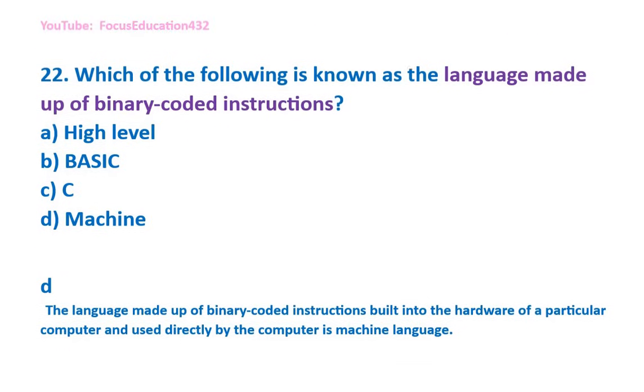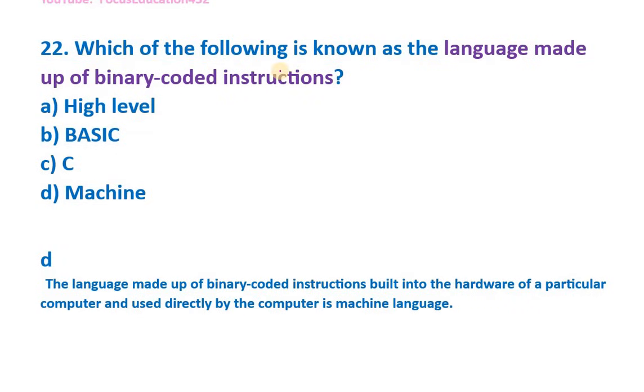Which of the following is known as the language made up of binary coded instructions? Binary means ones and zeros. Till now you might have understood ones and zeros. So which language? Machine language, right? These are all programming languages. High level is a general term, it is not a programming language. Basic is also a programming language. C is also a programming language. Machine language means, as I have already explained, when you write a program, it will be converted to machine ones and zeros.